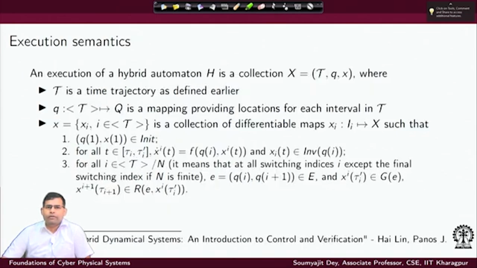Overall, we can define the execution of a hybrid automata like this. It is a 3-tuple. First, you have the time trajectory tau. Next, you have a mapping q from the index set to the set of locations, which tells us in which of the locations each of those intervals inside the time trajectory is spent. And then I have x.